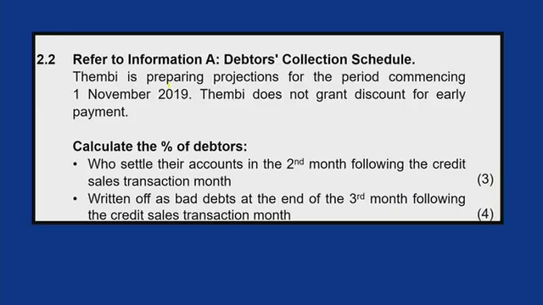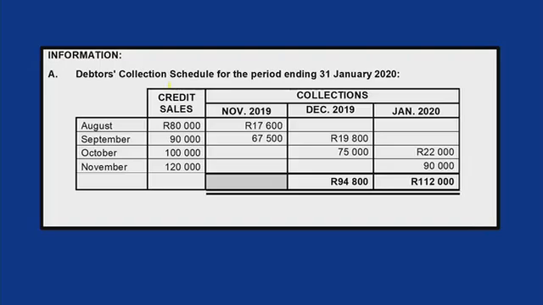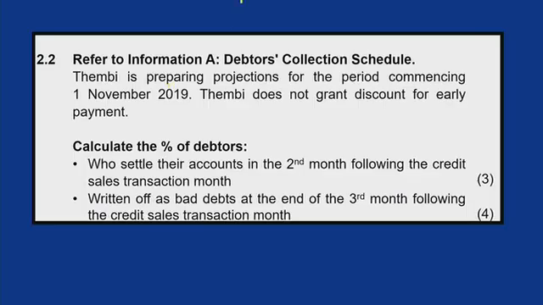We are now going to answer 2 questions for 3 and for 4 marks. The information I have there on the next page. I'll show you now. The information is, he does not grant discount. And you know how we normally in the textbook give you the percentages and how debtors pay? We must now figure that out ourselves. What percentage of debtors settle their accounts in the 2nd month? And what then is the bad debts at the end of the 3rd month?